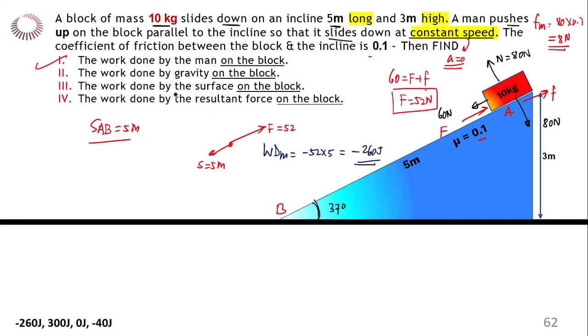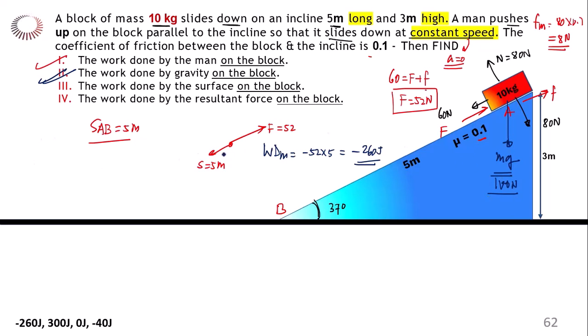Okay. Now the work done by gravity. So gravity is acting downward, that is mg. In order to calculate the work done by gravity, you always have to check the vertical displacement. So the vertical displacement from point A to B is 3 meter. Now what is mg? mg is 100 Newton. So 100 Newton is moving downward by 3 meters.